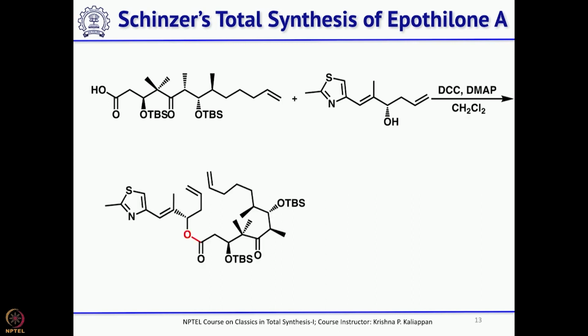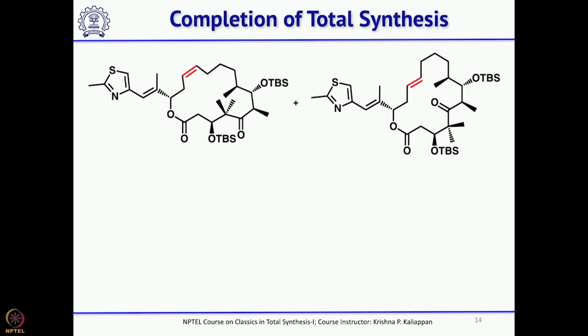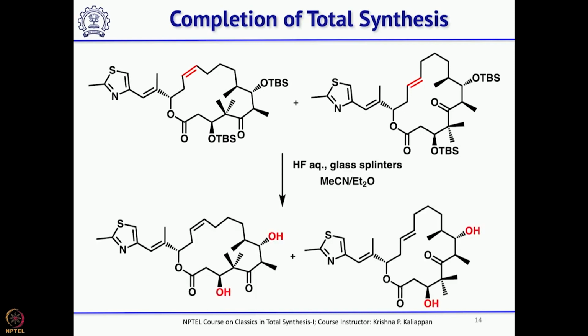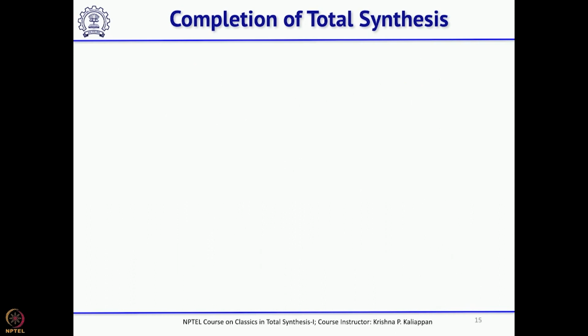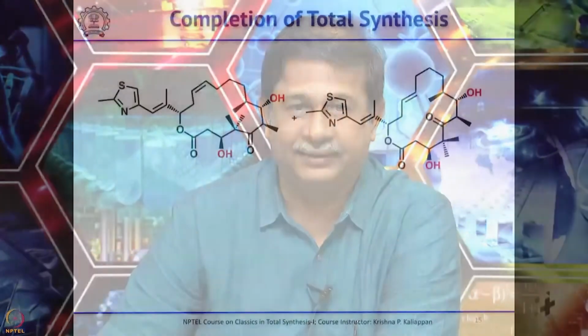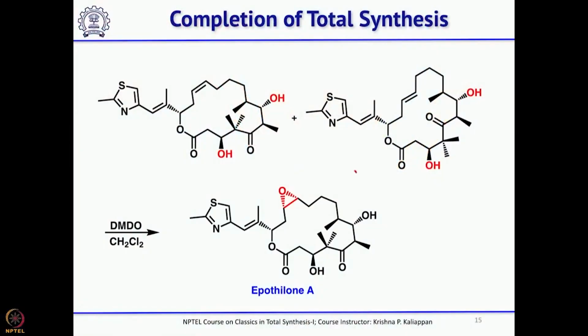So, couple this with DCC, you get the precursor for ring closing metathesis. So, then the ring closing metathesis with Grubbs first generation catalyst gave a mixture of cis and trans alkene. Okay. He took the mixture and then went ahead, removed the TBS groups, okay, to get the precursor for epothilone A. Treatment of these 2 alkenes, cis and trans, gave a mixture of epothilone A and the other isomer, and the epothilone A is the major isomer.